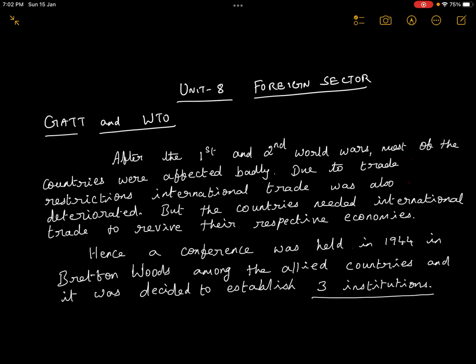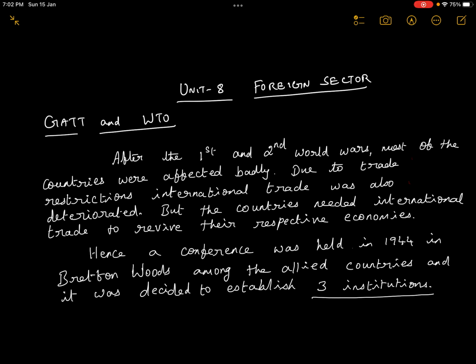apprehensive. They did not want to have any trade relations with the other countries because they were already disturbed by war. Because of these trade restrictions, international trade was not prospering during that period of time. In fact, it was seriously affected and deteriorated during that period.